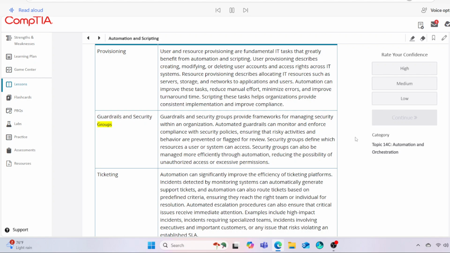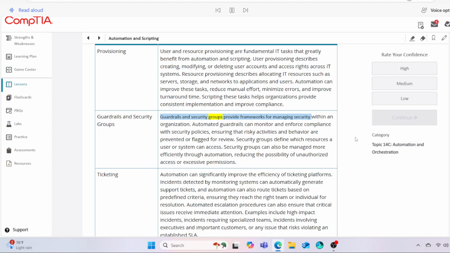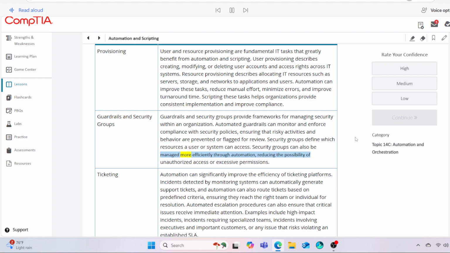Guardrails and security groups. Guardrails and security groups provide frameworks for managing security within an organization. Automated guardrails can monitor and enforce compliance with security policies, ensuring that risky activities and behavior are prevented or flagged for review. Security groups define which resources a user or system can access. Security groups can also be managed more efficiently through automation, reducing the possibility of unauthorized access or excessive permissions.